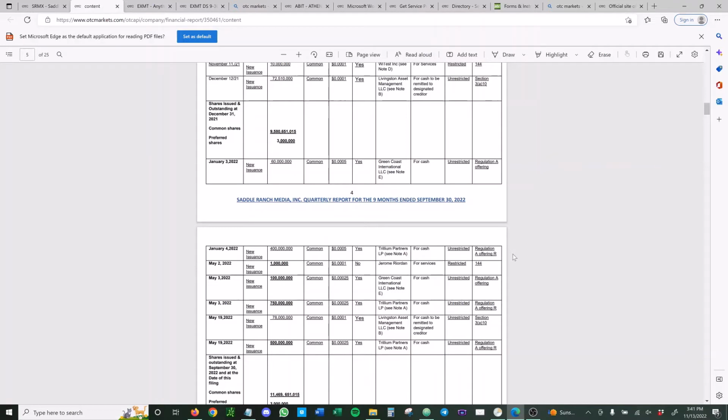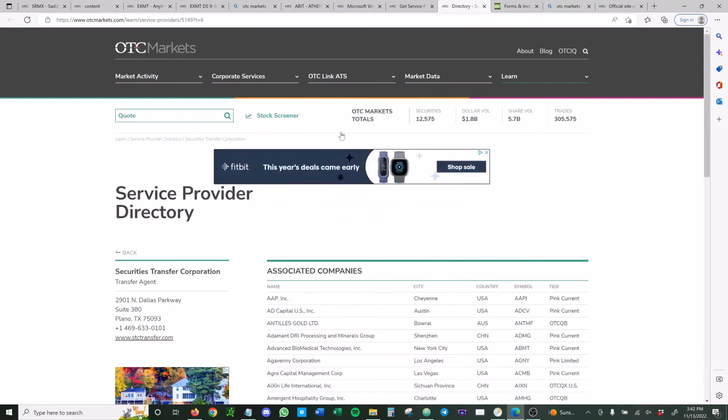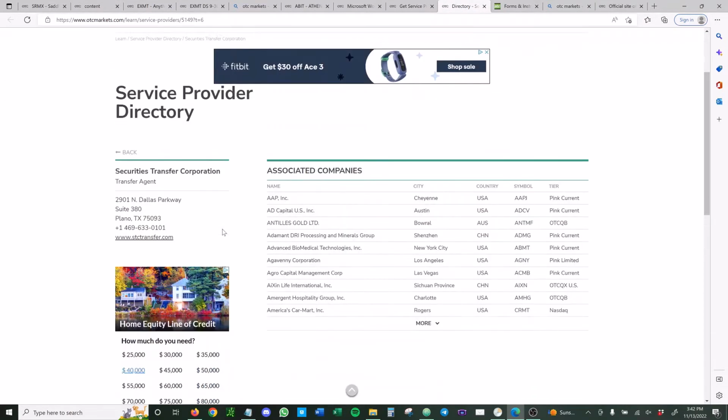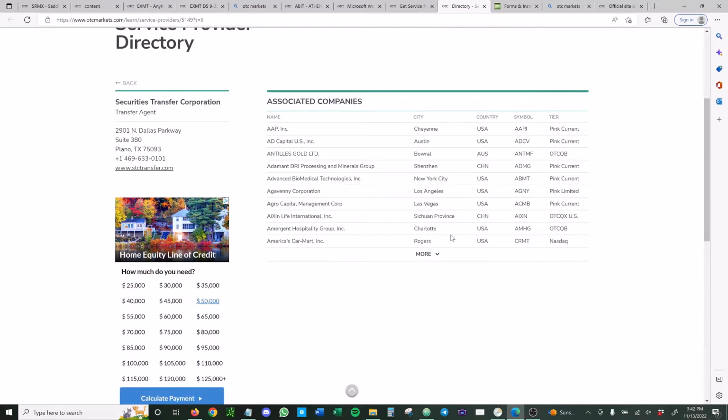So here's the thing. The biggest thing is that, let's say I buy 144 shares. You do a stock purchase agreement, maybe it's a consulting thing, whatever. Pay for the shares. The shares go to the transfer agent. And if you go to the OTC Markets website, you can see the service providers for transfer agent. So once the shares are held at the transfer agent, you need to try and get the legend removed.